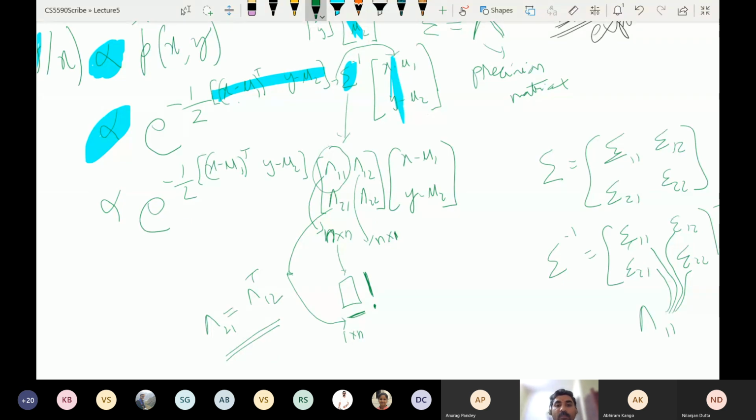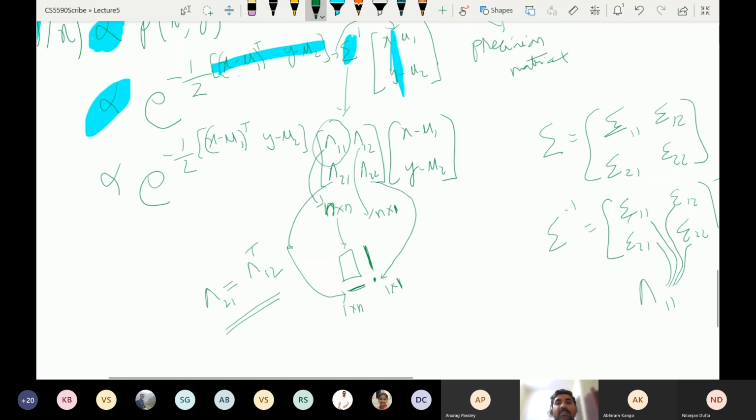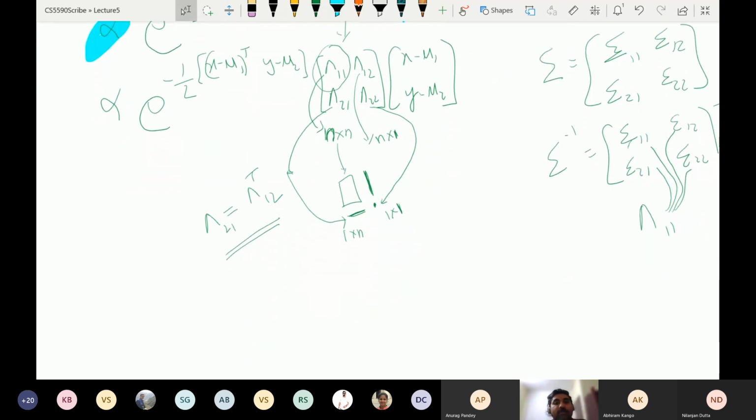Now, what about this? What is the dimensionality of lambda 2 2? 1 cross 1. That's all. This is just for testing your understanding. Now let's carry on.